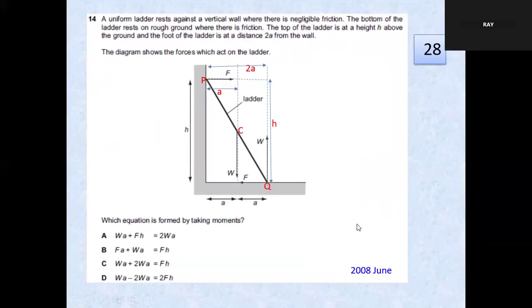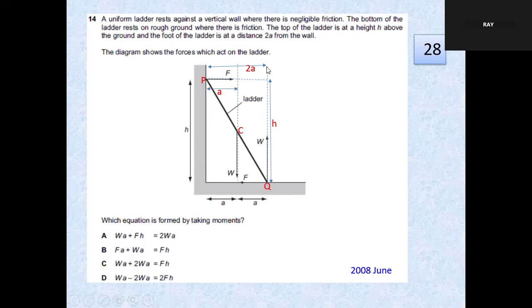Try this ladder one. They are very kind to you. They give you all the forces already. A uniform ladder rests against a vertical wall where there's negligible friction. If there's negligible friction, then this is normal reaction. The bottom of the ladder rests on the rough ground where there's friction. So there's friction there.